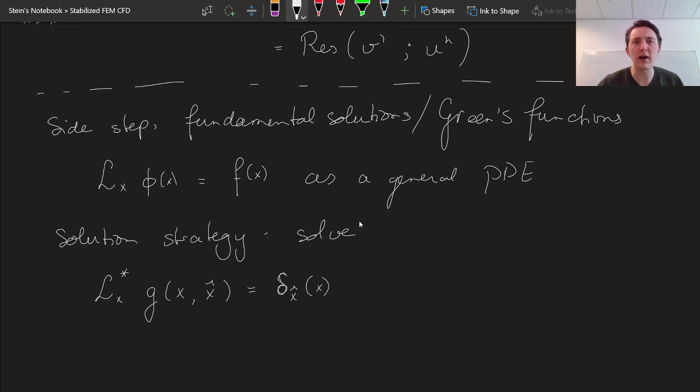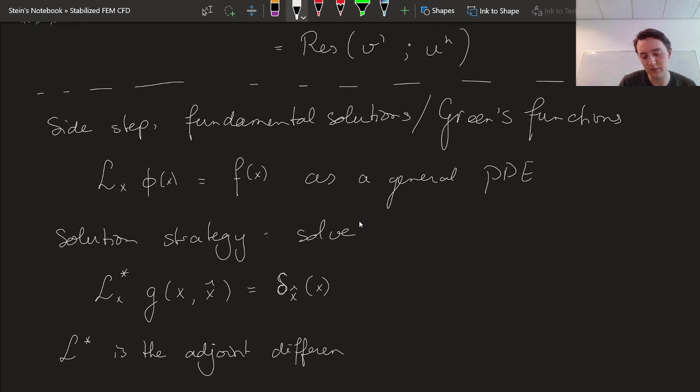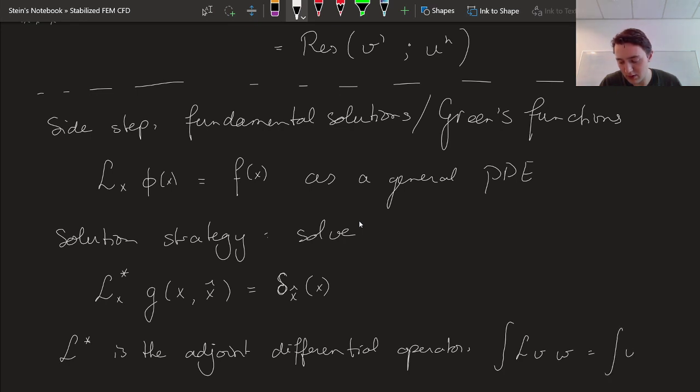So what is this L star? I think we came across this concept before, but I want to specifically address it again. L star is the adjoint operator, or the adjoint differential operator. So that's the specific operator such that this equality holds: the integral of V times L W is equal to the integral of W times L star V.